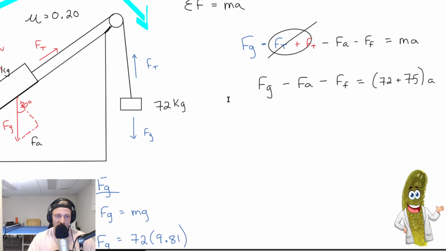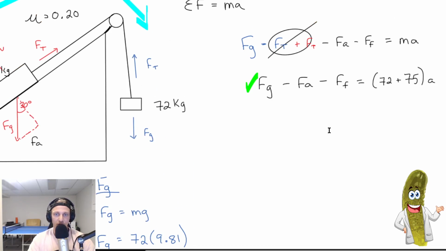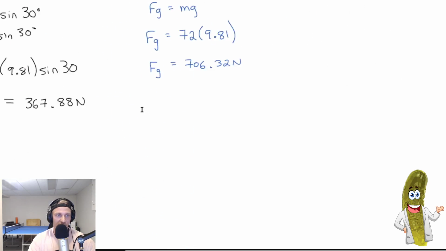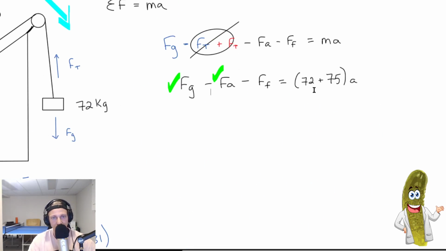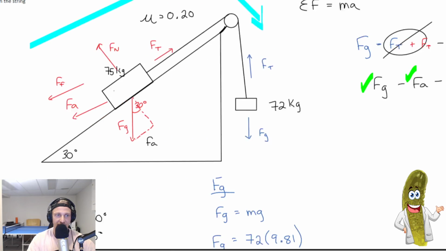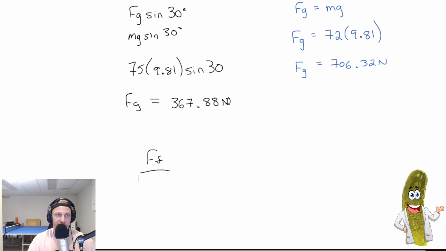Now, when we look at this equation, we know most things, right? We already know what Fg is. We solved for that down here. We already know what Fa is. We solved for that down here. We know what the two masses are. We don't know what the acceleration is. We still need to figure out what this force of friction is. So that's going to be the next thing that we solve down here. We're going to figure out this force of friction.